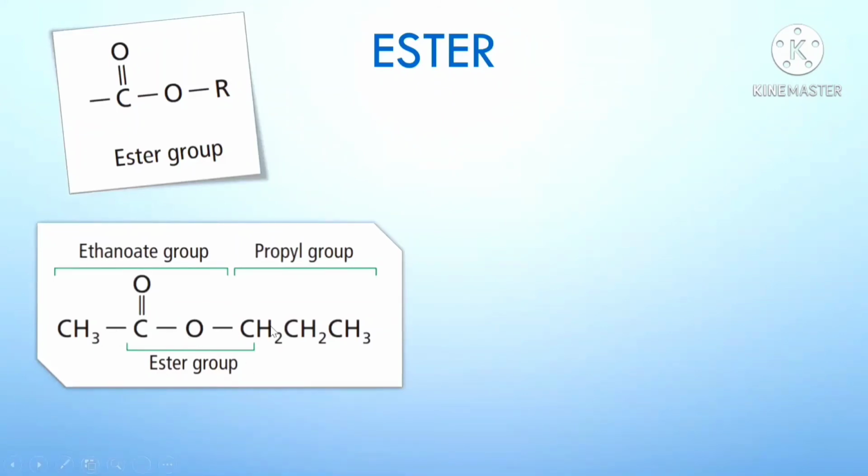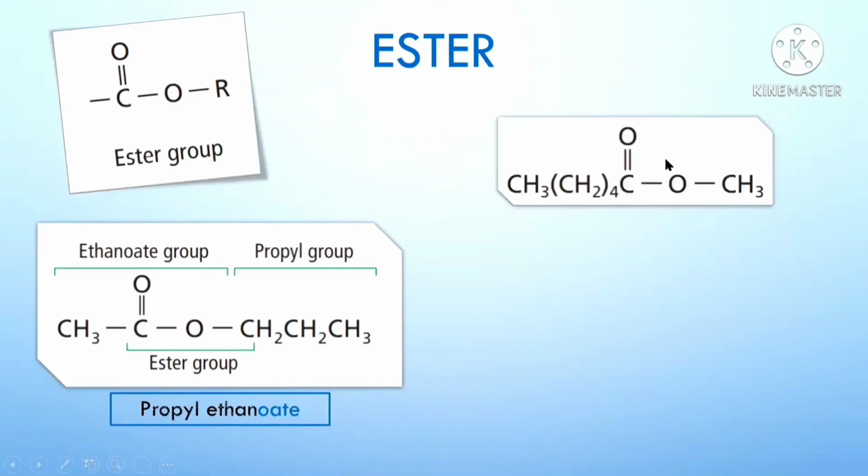So for this example, let us name the alkyl group bonded to oxygen first. It's called a propyl group since it has 3 carbons. And the acid having 2 carbons is ethanoic acid. So we replace it with ethanoate. So the name would be propyl ethanoate. For this example, the alkyl group bonded to oxygen is methyl, and the acid has 6 carbon atoms in it, so it's a hexanoate. So the name is methyl hexanoate.